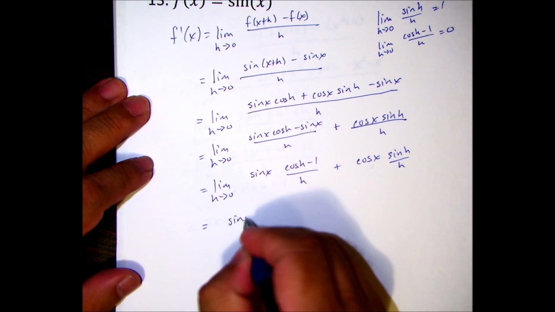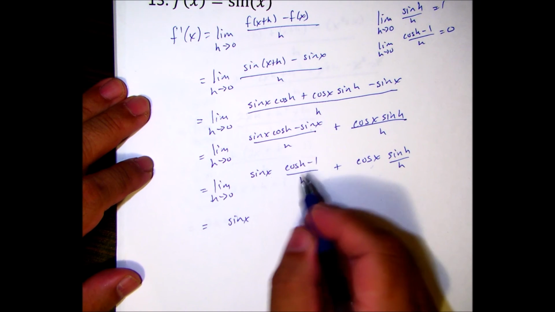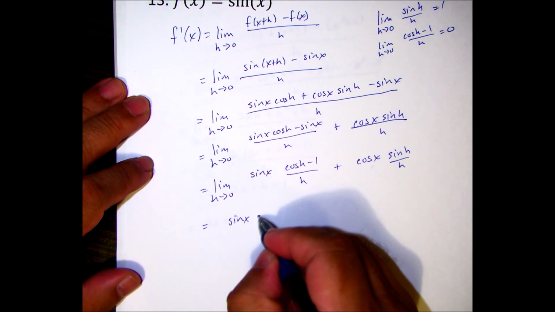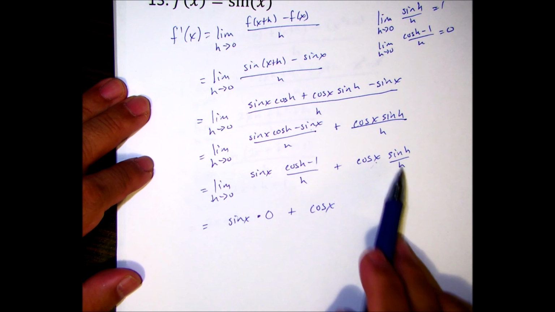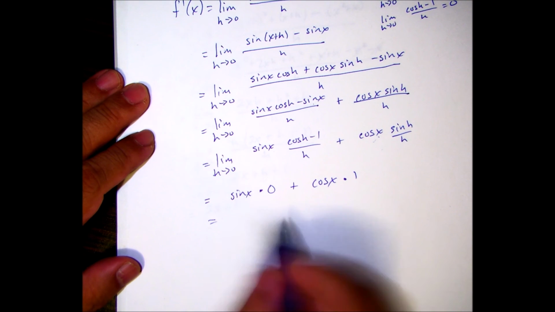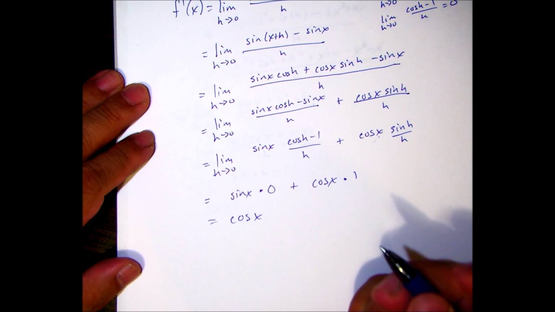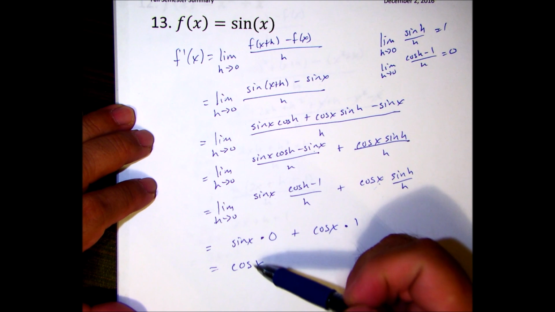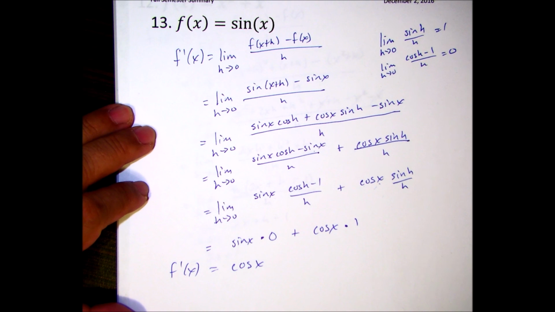So sine x, which is a constant in this because the variable is h and not x, times the limit of cosine h minus 1 over h, which is 0, plus cosine x times the limit of sine h over h, which is 1. So the sine x gets wiped out by the 0, and cosine x times 1 is just cosine x. Alright, so that's the derivative of sine x, which is cosine x. That's number 13.